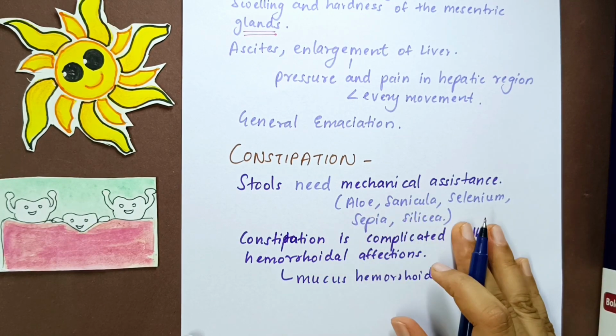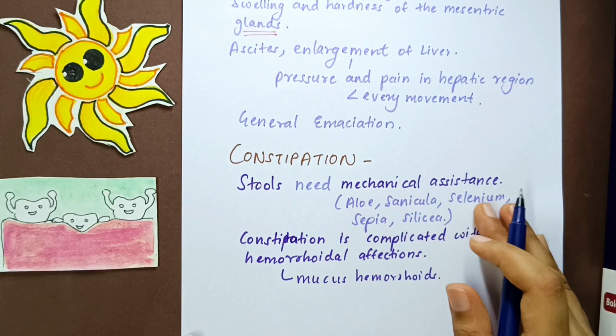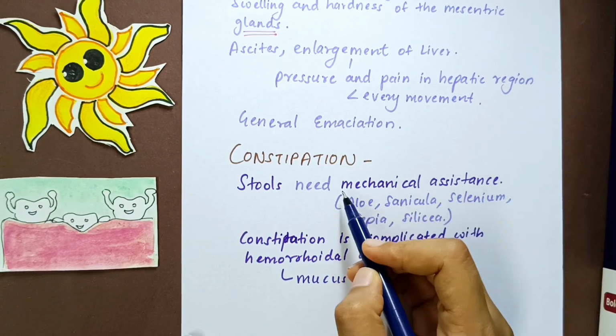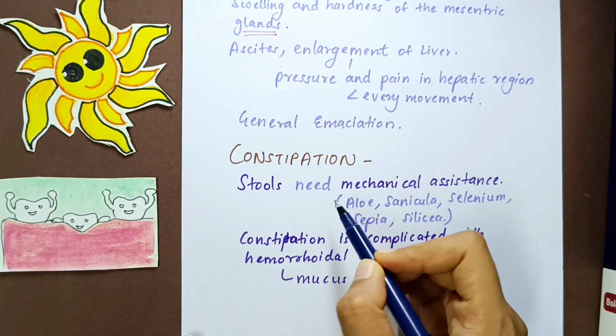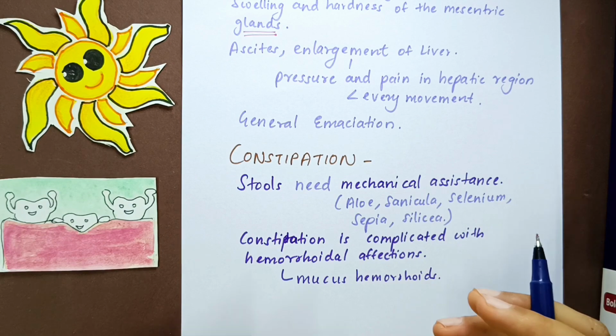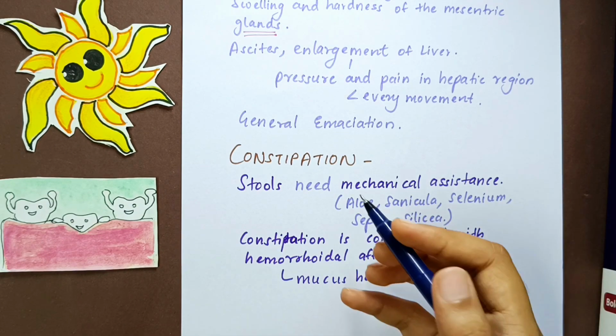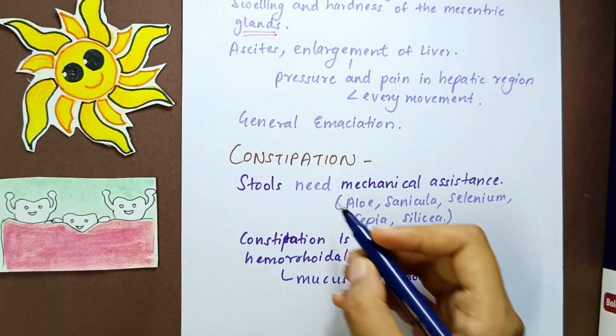Okay, in all these remedies, aloe, silicea, sanicula especially, selenium, sepia also, you need mechanical assistance to remove your stools out of your rectum or your anus. Because they're not able to come out, that is constipation.